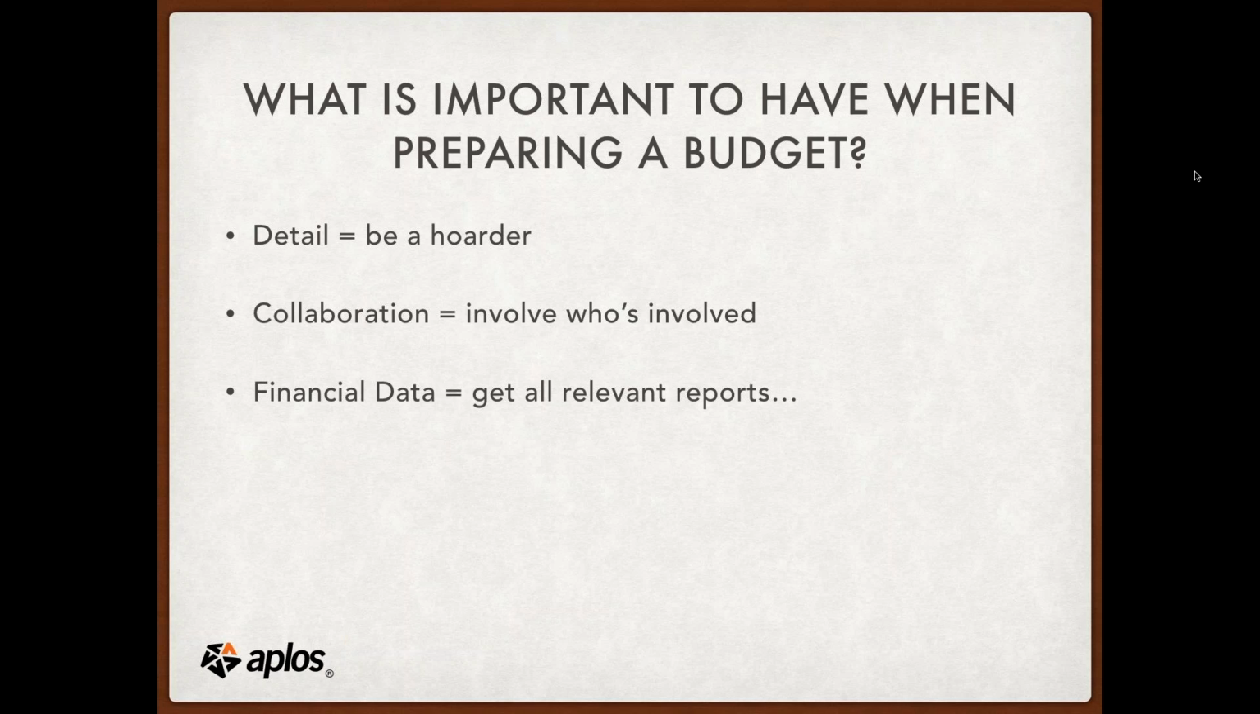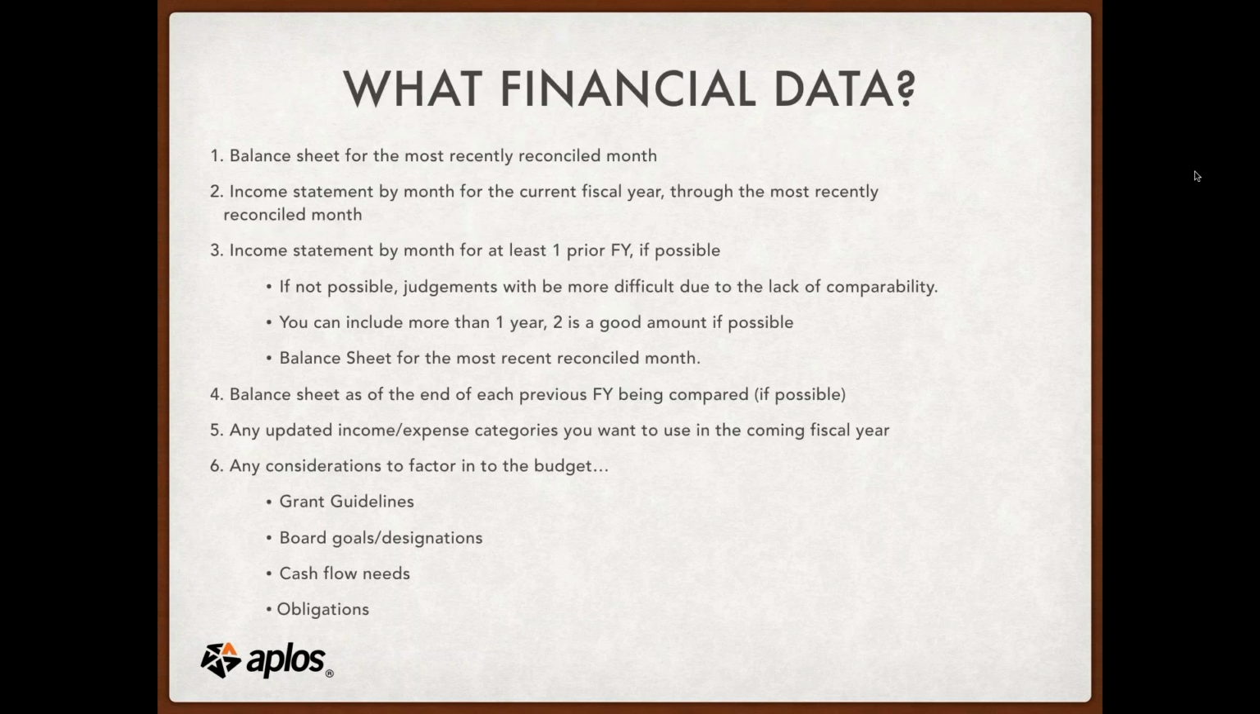And then aside from the more qualitative things like collaboration and detail, there's quantitative things that are going to help as well. So financial data. You're going to want to pull all of the relevant reports that you're going to need in forming a budget. That typically includes, and again, this might relate to what we're doing here today, a balance sheet for the most recently reconciled month. So for today, we've done some prep in the Excel spreadsheet, and we figured out that in my example organization, the last reconciled month is October, since November is still open.